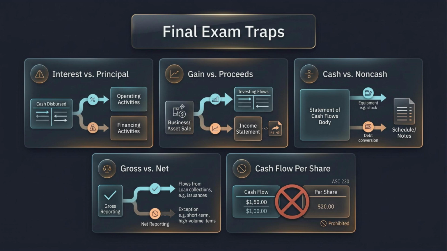Fifth, cash flow per share. ASC 230 prohibits presenting cash flow per share in the financial statements. These are the traps that look small until they cost marks. Cash flow errors rarely arrive with fireworks. They arrive quietly in classifications.